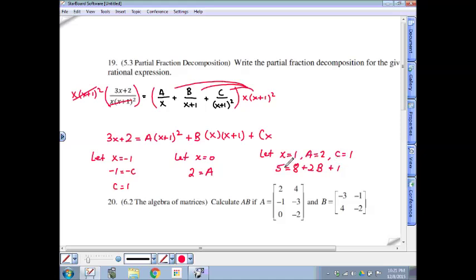If you subtract the 9 over here from this side, you get negative 4 equals 2b. So b equals negative 2. So we now know the values of a, b, and c, so we complete our partial fractions as 2 over x plus negative 2 over x plus 1 plus 1 over x plus 1 squared.